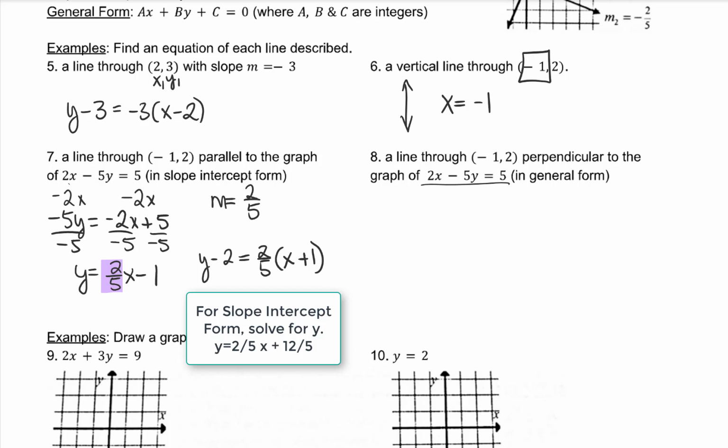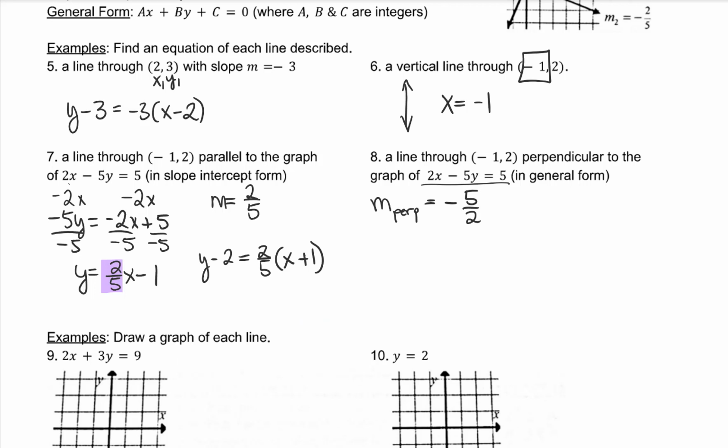Then we're going to do perpendicular. Same equation as over here, but we want our result to be in general form. All right, the slope of this line is 2 over 5. So the slope of a line perpendicular to this line would be negative 5 over 2. Let's write our equation in point-slope form and then rewrite to general form. Y minus 2 equals negative 5 over 2 times x plus 1.